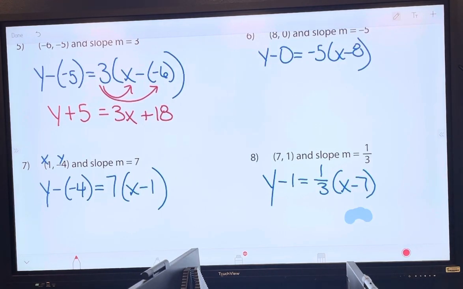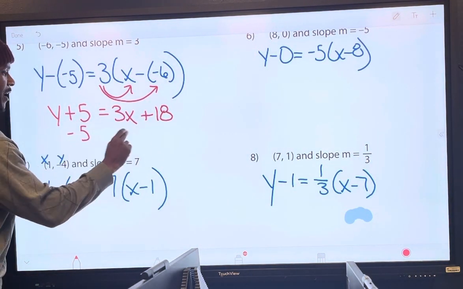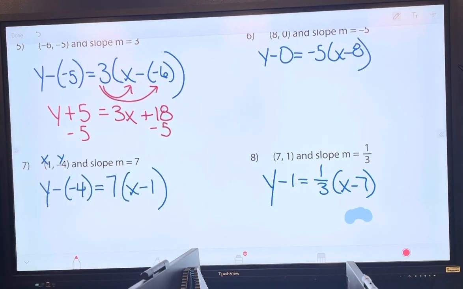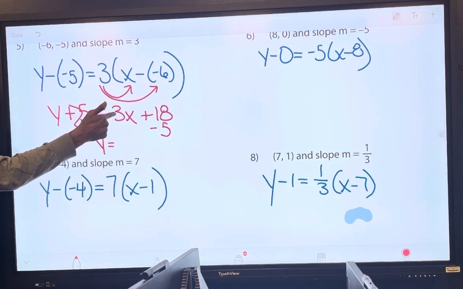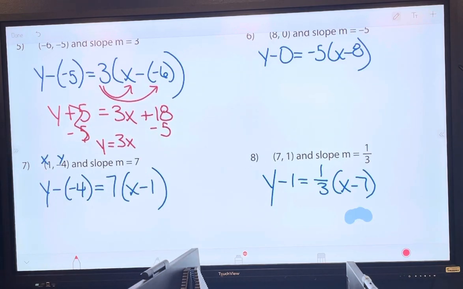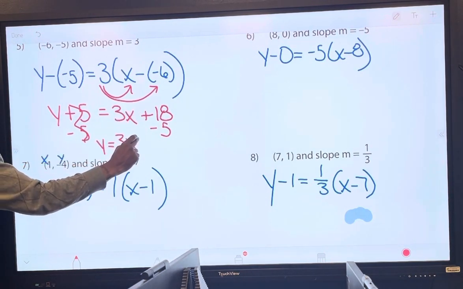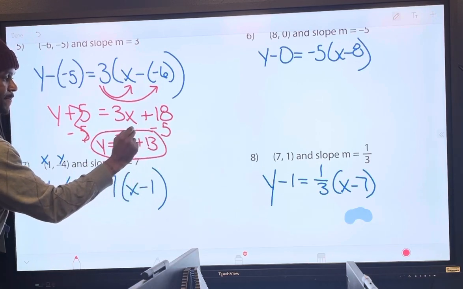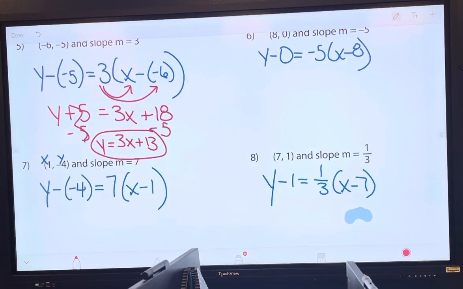What do I move? If it's positive 5, you got to make it negative. So, subtract 5 from both sides. What happens to the 5s? Leaving me with just y equals 3x plus 13. Good. It's the same process. You distribute, get the numbers out of the parentheses, take that number from the y, either add it or subtract it on both sides, and that's it.